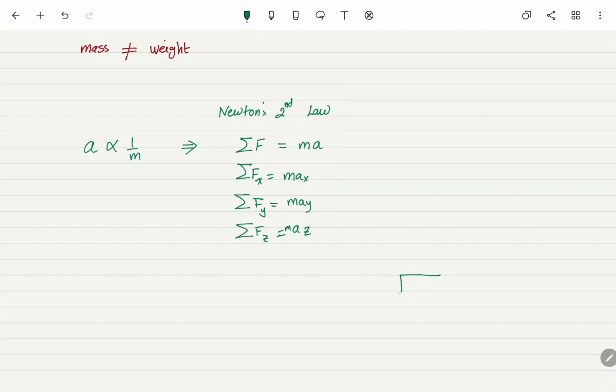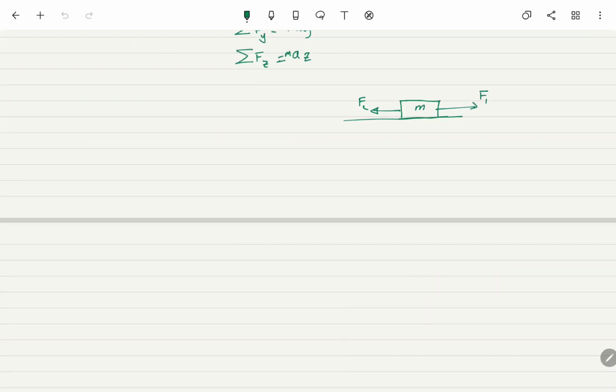Let's have this simple example here. If we have an object with mass m, two forces act on this object: F1 to the right and F2 to the left. The magnitude of F1 equals 6 newtons, and the magnitude of F2 equals 2 newtons. If the mass of the object equals 2 kilograms, find the acceleration of this object.